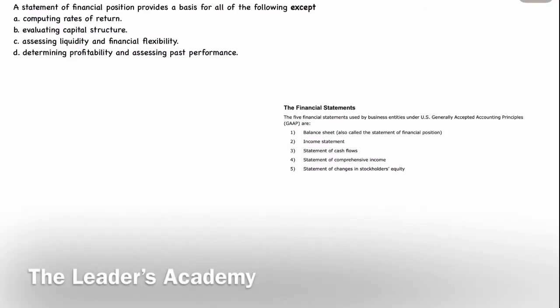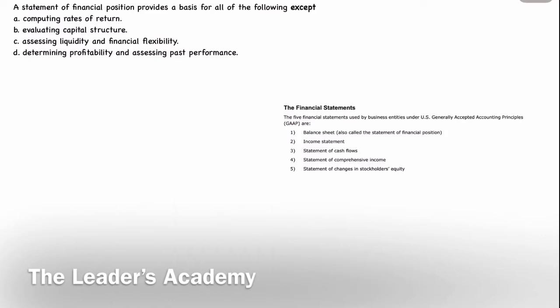Hey guys, so today we are going to solve one more question from section A of part 1 of the CMA USA course. Let's get into the question. A statement of financial position provides a basis for all of the following except computing rates of return, evaluating capital structure, assessing liquidity and financial flexibility, determining profitability and assessing past performance.